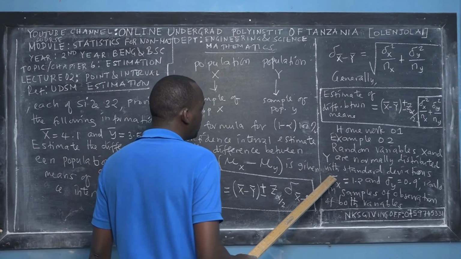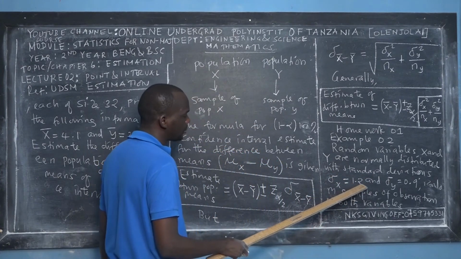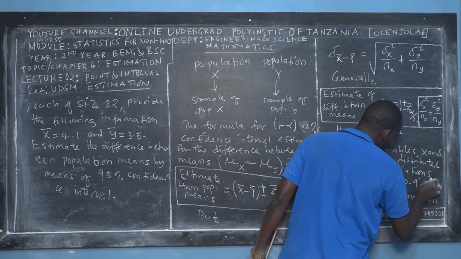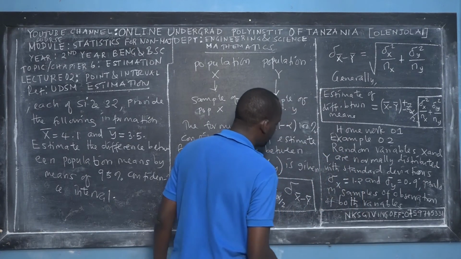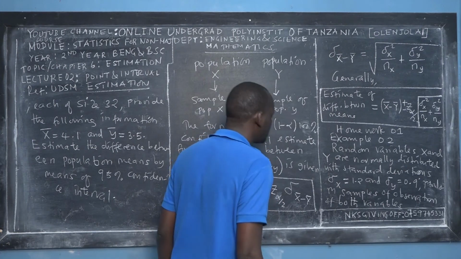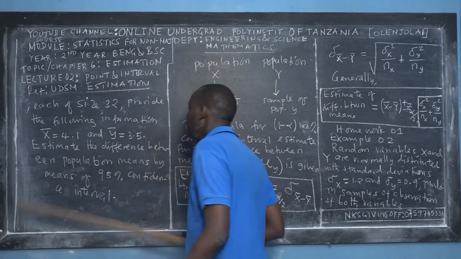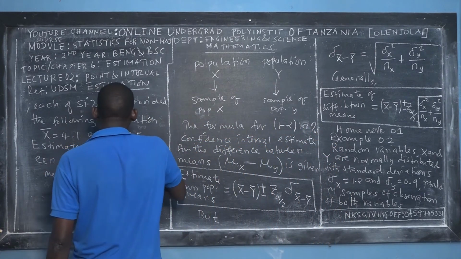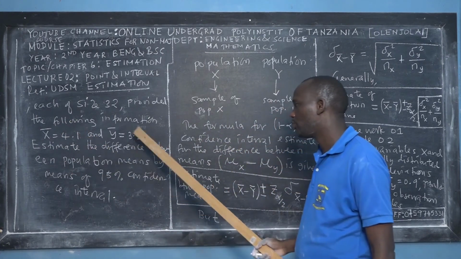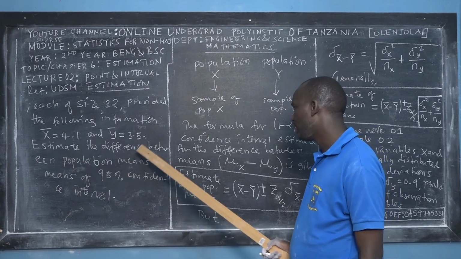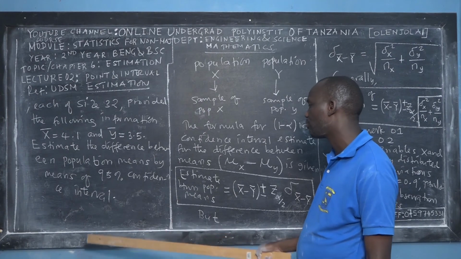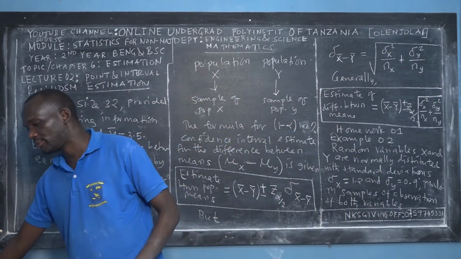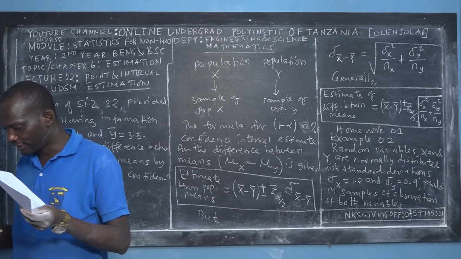Random variables X and Y are normally distributed with the standard deviation of random variable X being 1.2 and of random variable Y being 0.9. Random samples of observations of both variables, each of size 32, provide the following information: the mean of random variable X is 4.1 and the mean of random variable Y is 3.5. Estimate the difference between the population means by means of a 95% confidence interval. So the formula is this, everything is there, just solve it and enjoy the beauty of life of engineering mathematics. And then after you solve it, you'll join me in the next concept.